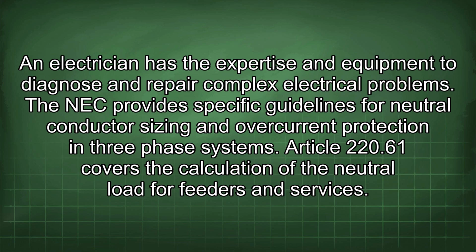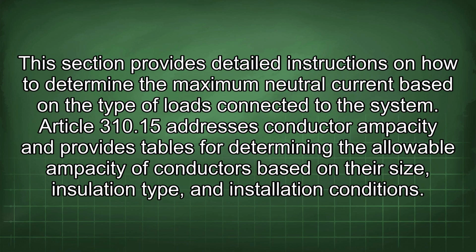The NEC provides specific guidelines for neutral conductor sizing and overcurrent protection in three-phase systems. Article 220.61 covers the calculation of the neutral load for feeders and services. This section provides detailed instructions on how to determine the maximum neutral current based on the type of loads connected to the system.